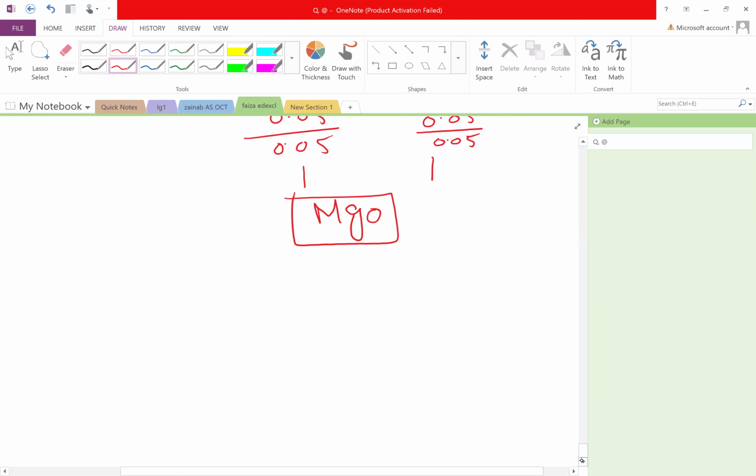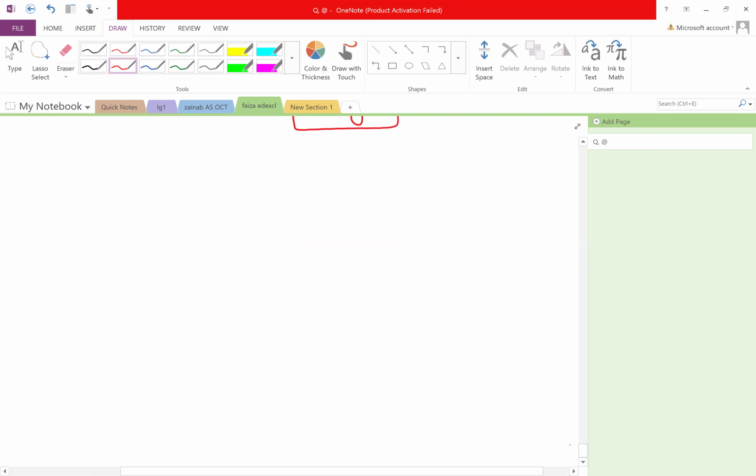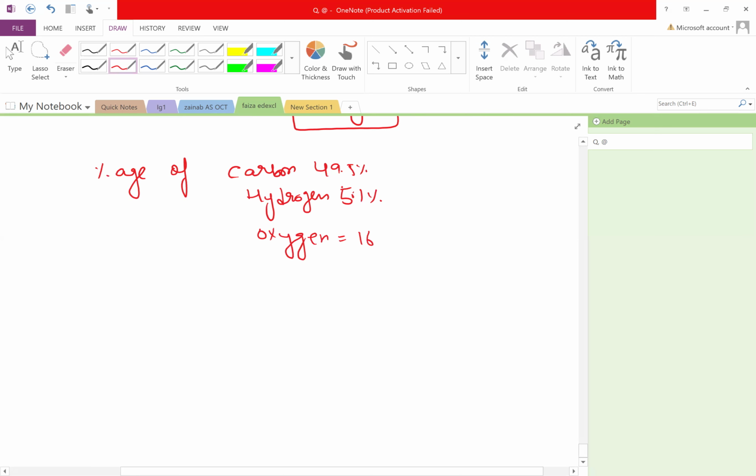Now this you are going to calculate. I am just giving you 5 minutes. We are having the percentage of carbon, which is 49.5%, percentage of hydrogen, which is coming as 5.1%, percentage of oxygen, which is coming as 16.5.